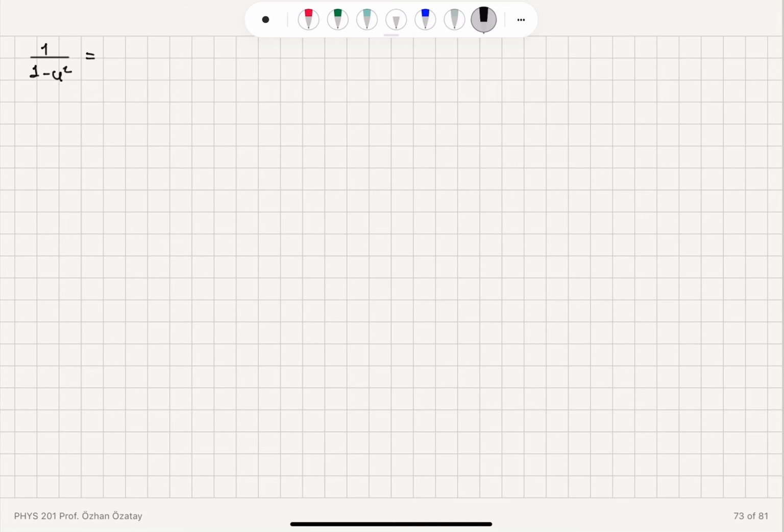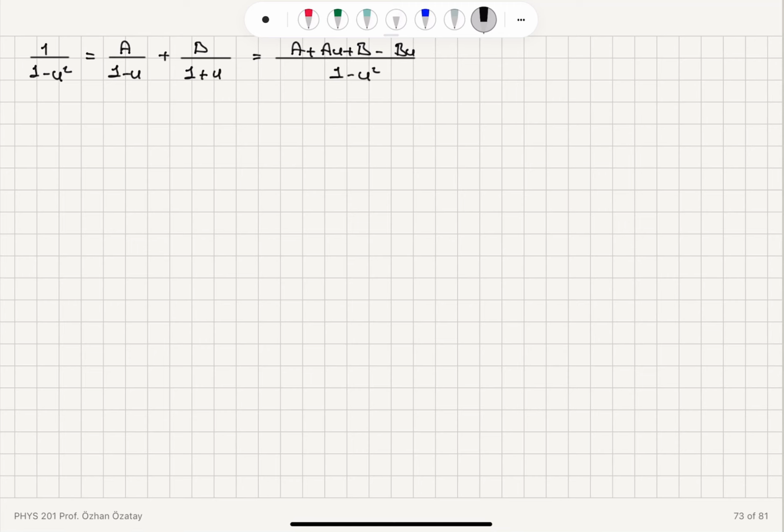This can be written as a constant a divided by 1 minus u and a constant b divided by 1 plus u, because 1 minus u squared is the product of 1 plus u and 1 minus u. Now, if I write this with the common denominator, you can see this will become a plus au plus b minus bu divided by 1 minus u squared.